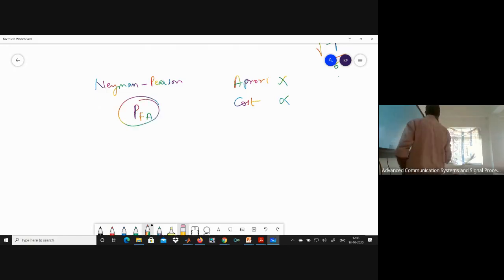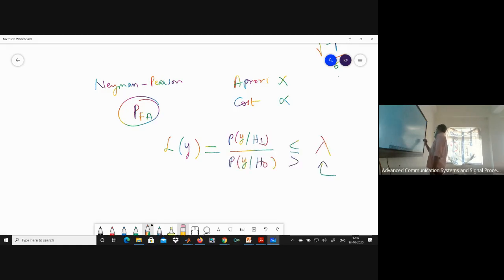And if you try to remember yesterday's discussion, the likelihood ratio L of y is equal to probability of y given h1 divided by probability of y given h naught, and this should be less than or equal to some lambda. If you try to remember, this is the Lagrange's multiplier from yesterday's class.